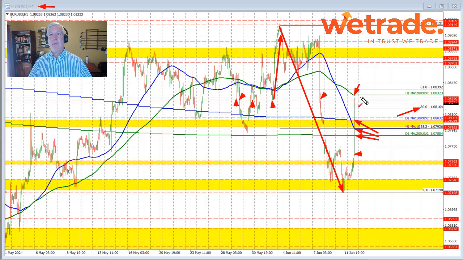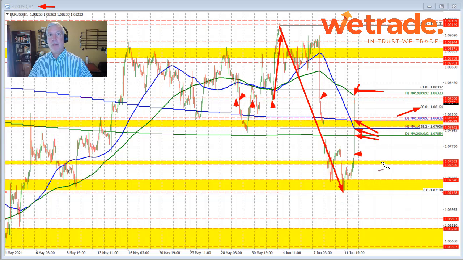But really, if we get above the 200-hour moving average, I think that opens the door for further upside momentum in the euro versus US dollar. But right now, there is some profit taking going against that level. Traders are leaning against a level with a stop likely above that level as they take their quick profits off the CPI data.